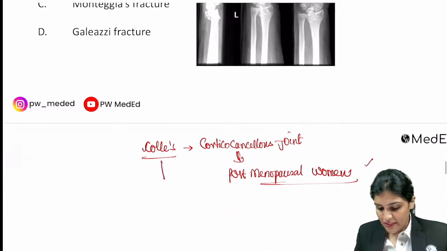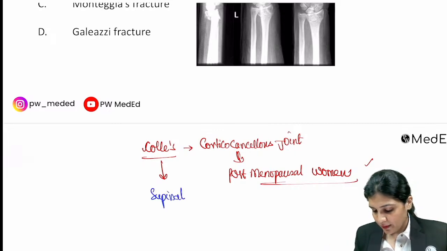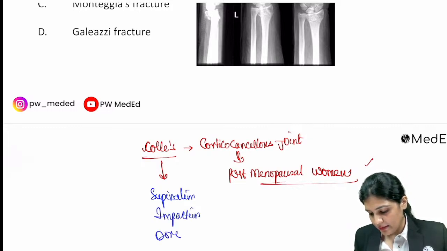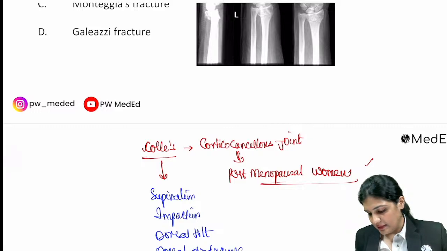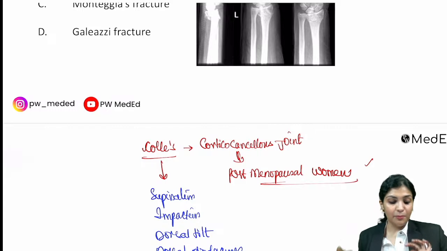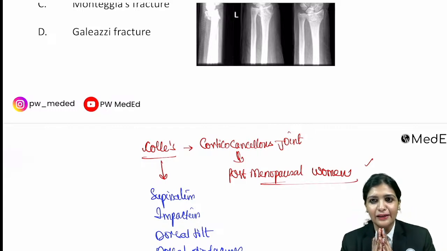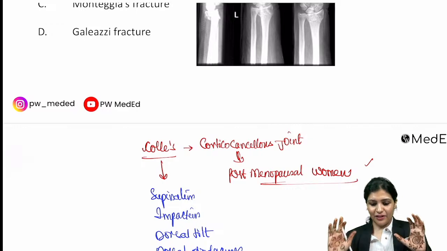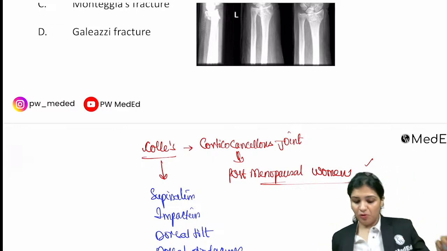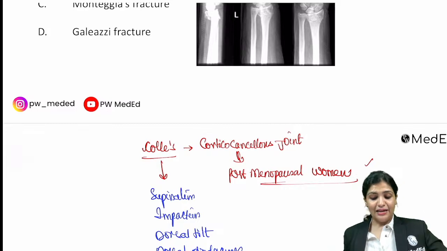So here you see Colles, and in Colles you have specific displacements, right? That is supination, then you have impaction, then dorsal tilt, then dorsal displacement, right, and then you have lateral tilt and the lateral displacement. So these are the specific displacements you have to remember for Colles. It is not just the corticocancellous junction with the specific displacements. So in short, that is what I'm telling: whenever you see these displacements, it is called Colles.